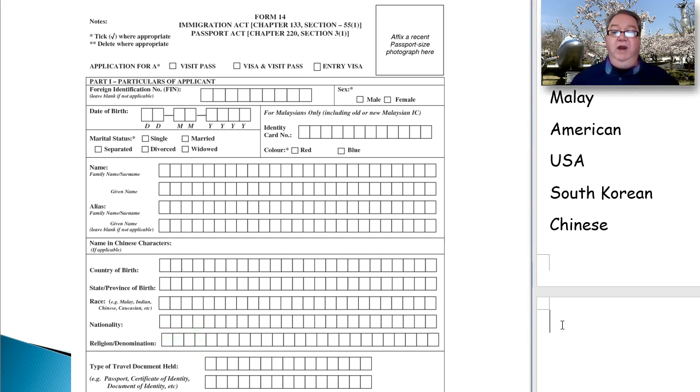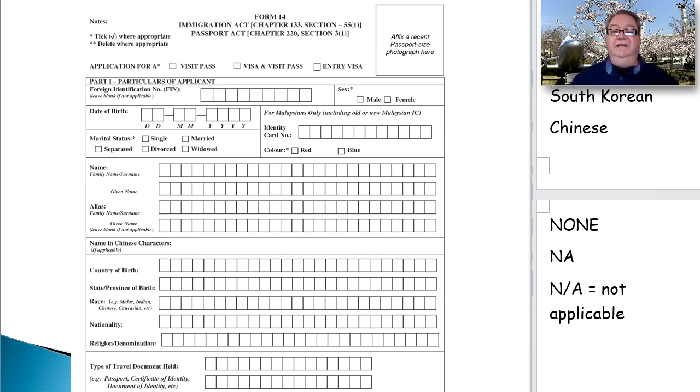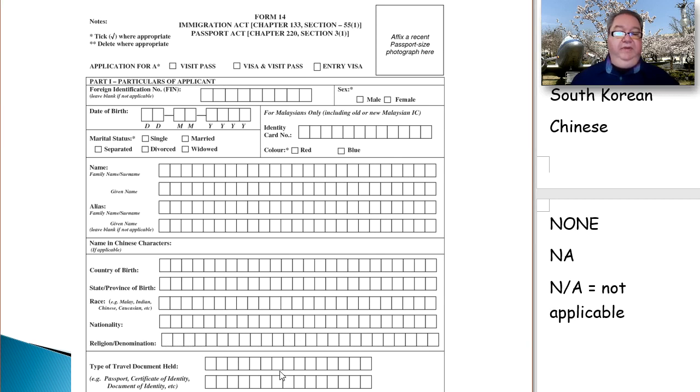Or you could write none, or you could write N-A, or N/A. What does that mean? It means not applicable. Not applicable means it does not apply to me. Okay, so you could write not applicable there, just N-A or N/A. Okay? And again, don't worry about the travel document stuff here at the bottom.